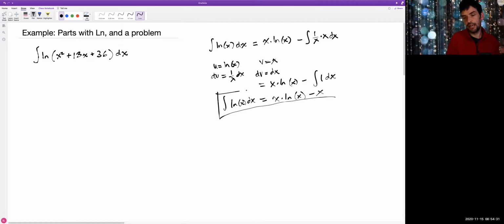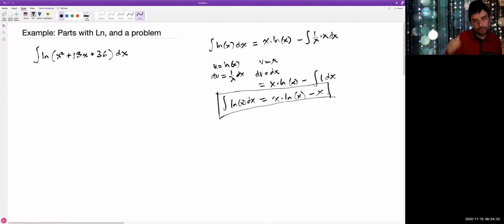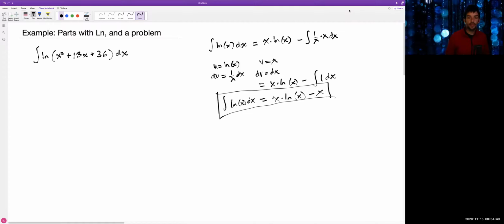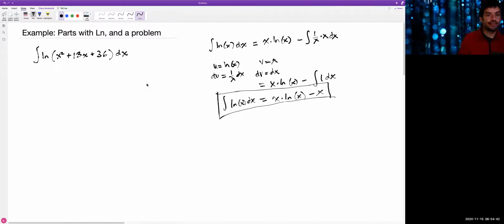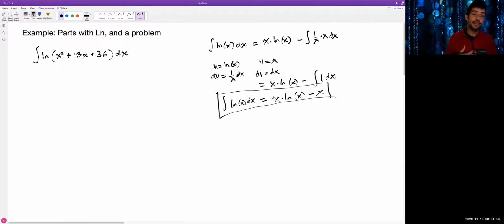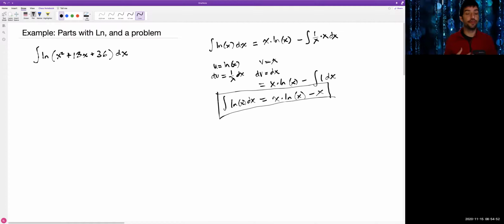We'll be using that at some point. It's a good one to have. You can check this result by taking the derivative, but I'm just going to keep it here as something we're going to use down the road a little bit. Okay, so we'll keep that off to the side. But before we can do that, we can't apply this rule because we have more than natural log of x going on, right? We've got a lot going on in there. And we need to deal with that first.